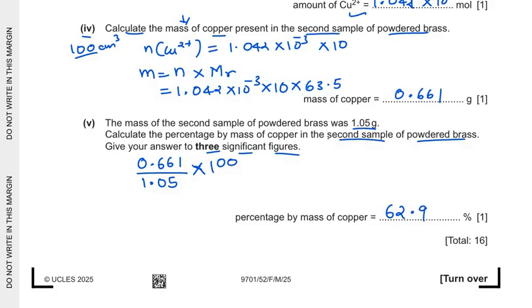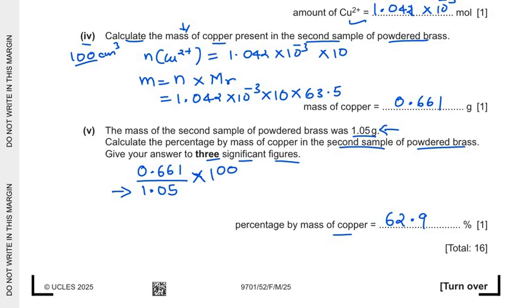So the percentage in three significant figures is 62.9%, and that is the percentage by mass of copper in the brass. So here we have taken 1.05 gram, and the mass of the copper which was found in the brass was 0.661. So divide it and multiply by 100 to get the percentage. So here our question 1 ends, and in the next video we will be solving question 2.